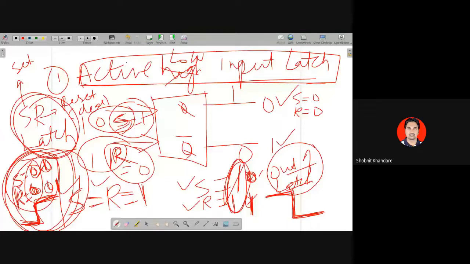Okay, see, what I have to say is that in your active high input latch, initially your S and R will be 0. If you want the output of the latch to change, then you make S equal to 1, R equal to 0, or you make R equal to 1 and S equal to 0. Did you understand this?